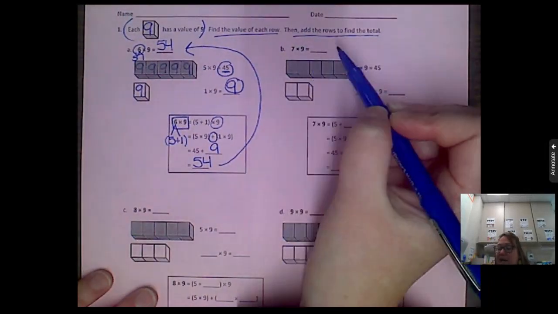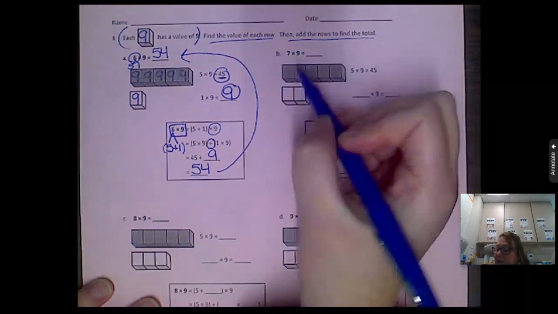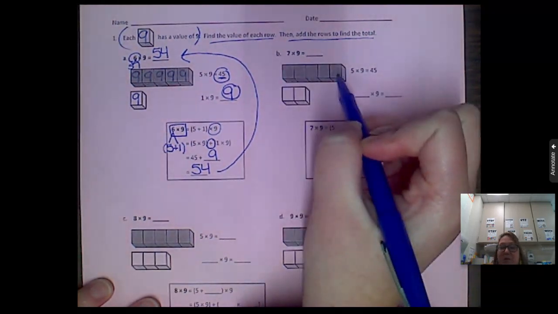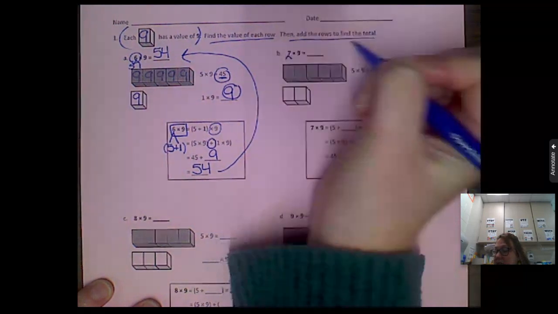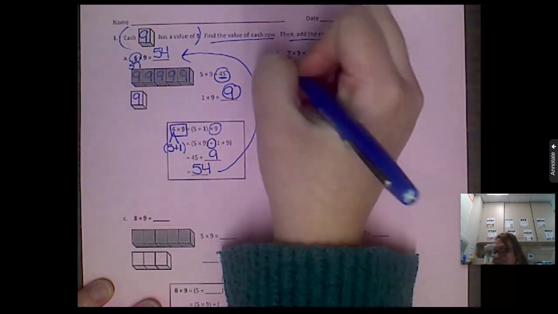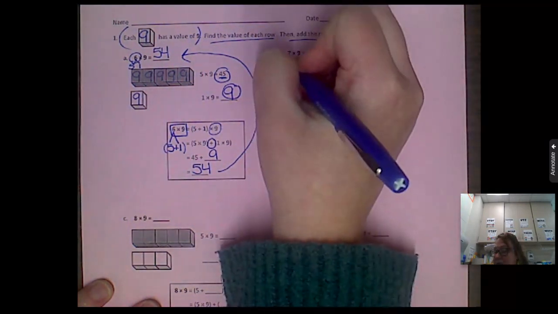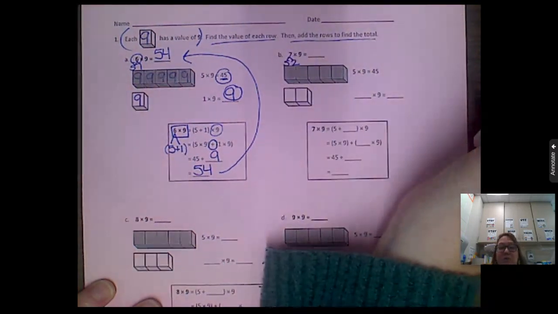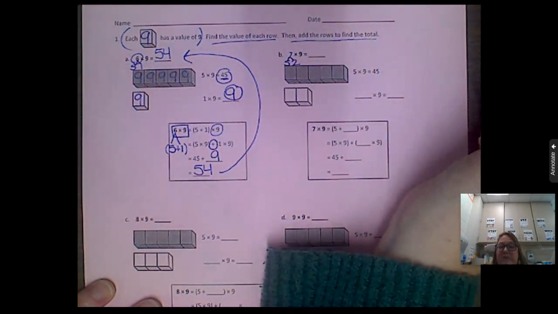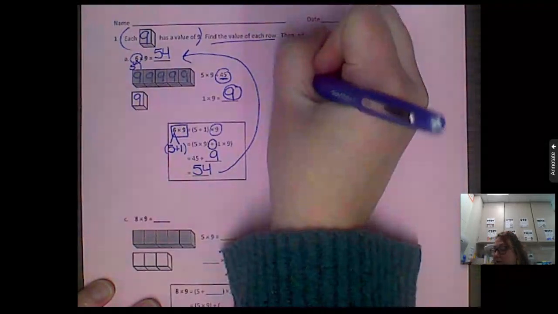We have 7 times 9. At the top, we have 1, 2, 3, 4, 5 blocks again. At the bottom, we have 2. So they're taking that 7 and breaking it up into 2 parts: 5 groups of 9 and 2 groups of 9, right? What should we write inside of each block? A 9, because each block is worth 9.